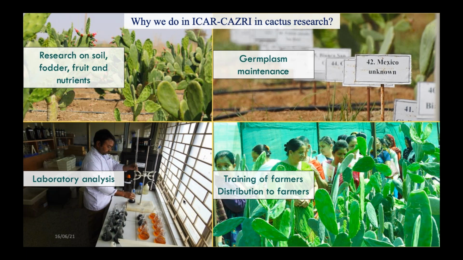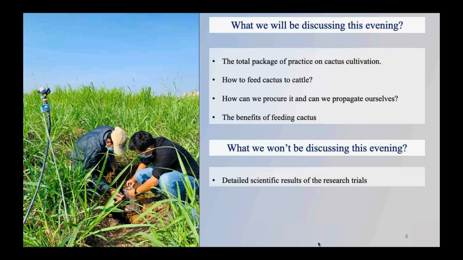And we also train the farmers through field days and hands-on training. We distribute the cactus cladodes to the farmers. So what we will discuss today: the steps we need to follow to cultivate this cactus, how we can feed this cactus to the cattle, whether we can propagate it ourselves, and what are the advantages and disadvantages of feeding the cactus.